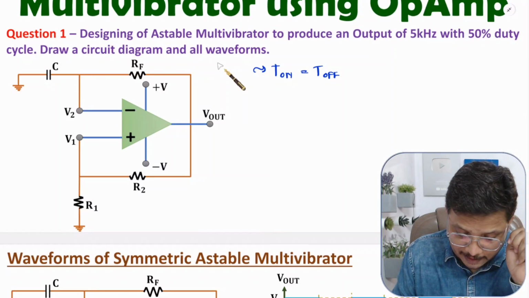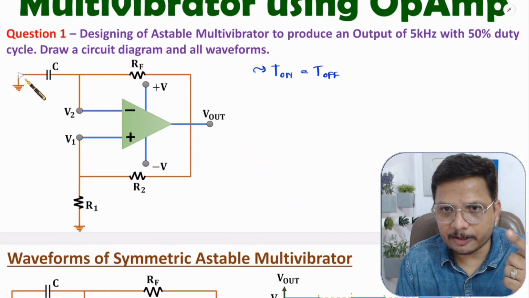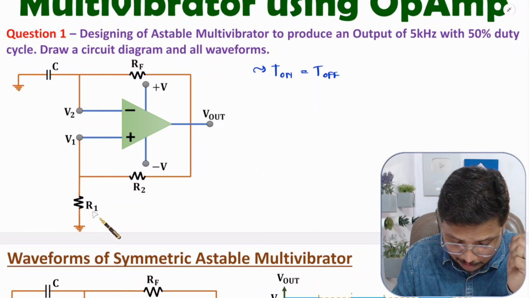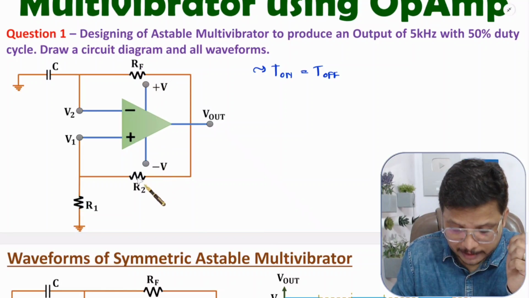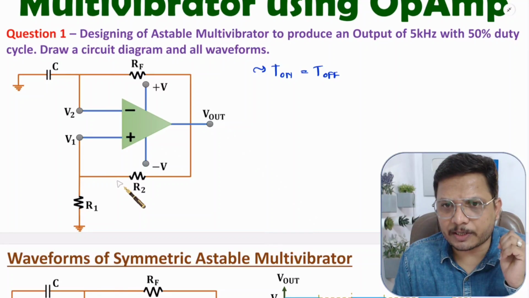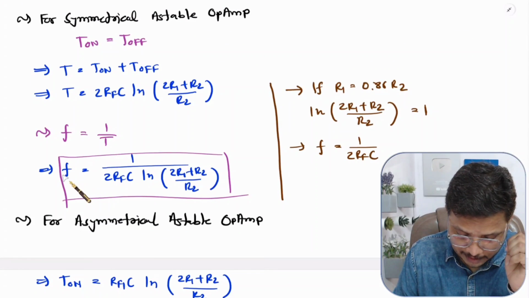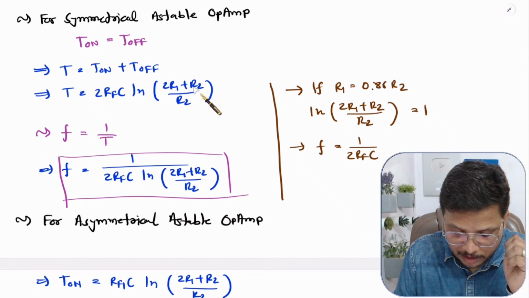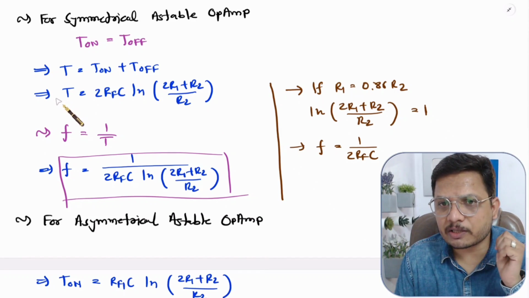So this is the basic circuit which we have for symmetrical astable multivibrator that I have already explained in my earlier videos. Here I'll explain you how to identify value of components like R1, R2, RF and C. To have values of these components, first of all, you should know what is the basic equation. I have explained that equation even. See, equation is frequency is equals to 1 by T, where value of T is 2 RFC ln of (2R1 plus R2) divided by R2.